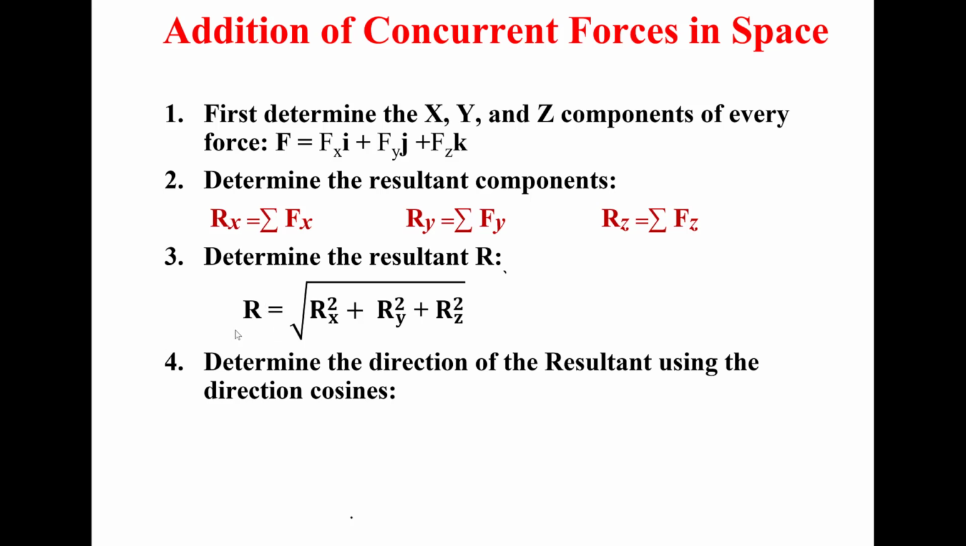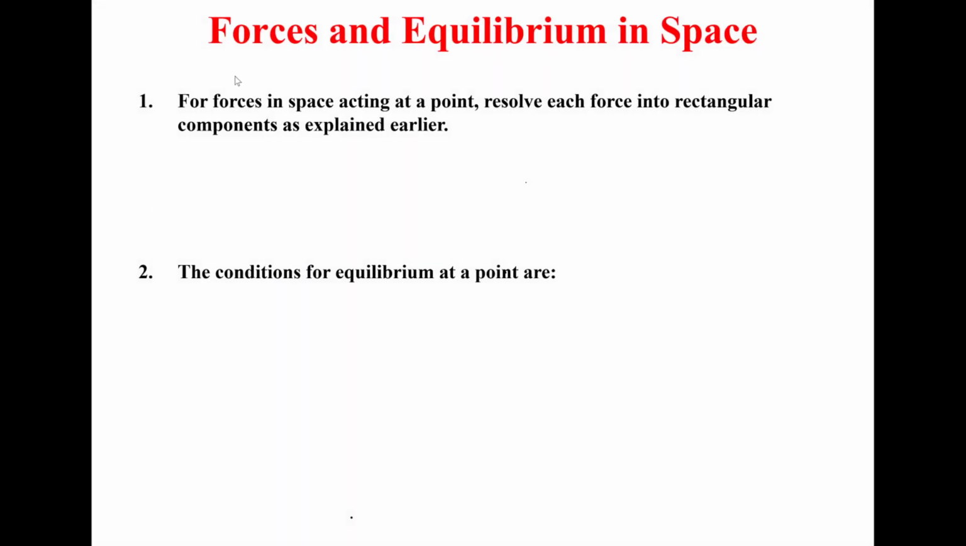How can I calculate the direction of this force? To determine the direction cosines of the resultant force, you need to get cosine theta x, cosine theta y, and cosine theta z. The first one is Rx over R, which is cosine theta x; Ry over R is cosine theta y; Rz over R is cosine theta z. So this way I was able to get the resultant of forces acting in space at a certain point, magnitude and direction.